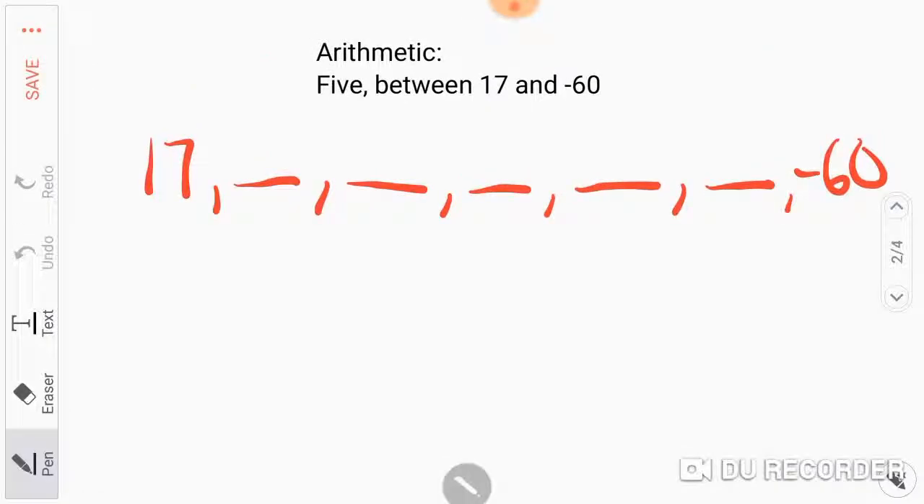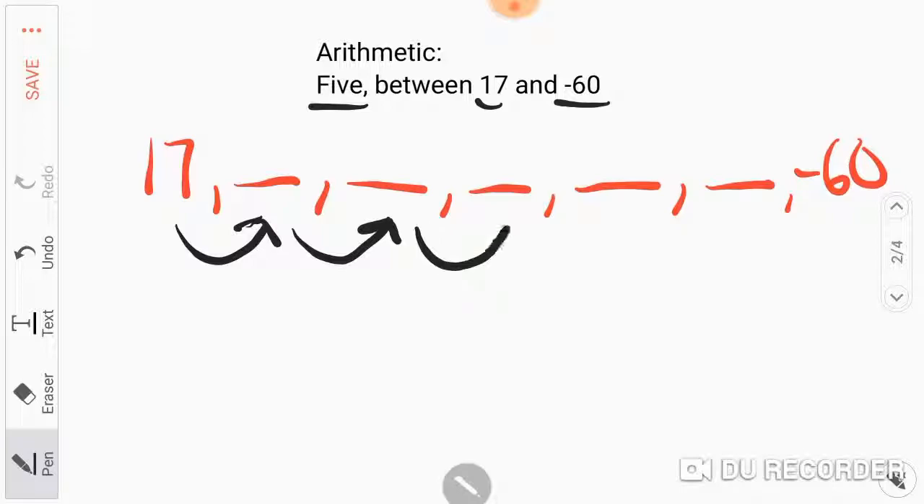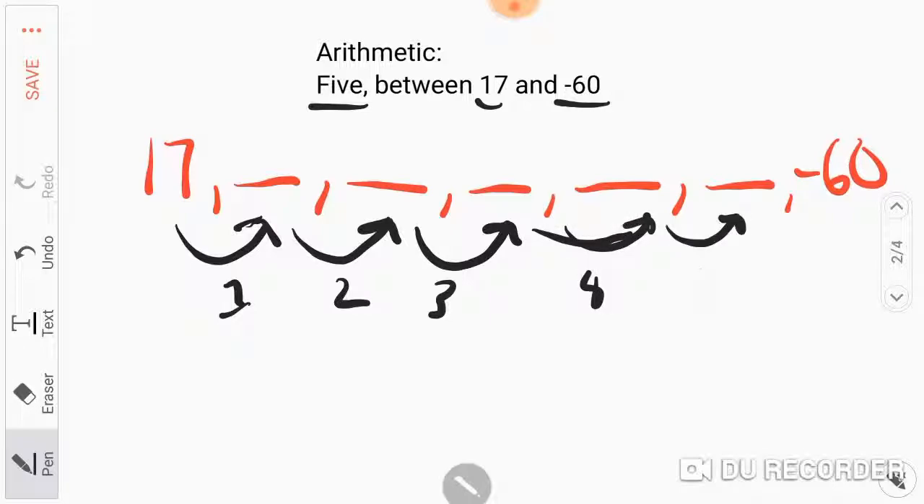Now let's do an arithmetic sequence. So we want 5 numbers between 17 and negative 60. Now, we're going to use kind of the same method, but we're going to use a common difference instead of a ratio. So we're going to count how many times. So 1, 2, 3, goes from here over here. That's 4, 5, and 6.